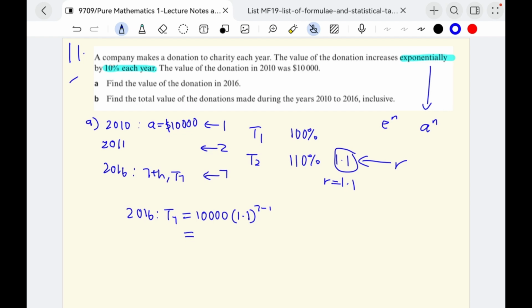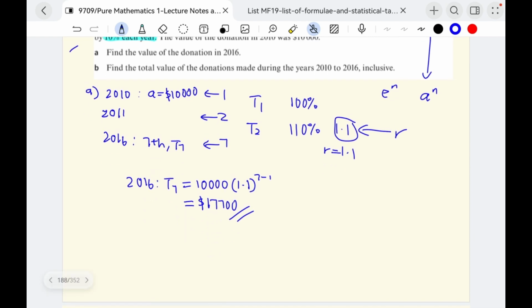You must give your correct workings for the examiners to mark. Eventually you will get $17,700 as your final answer for part A. There you go.